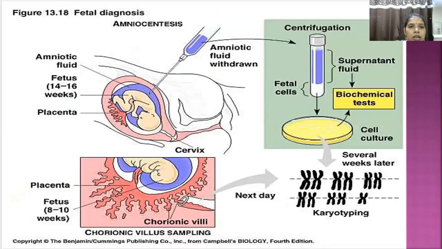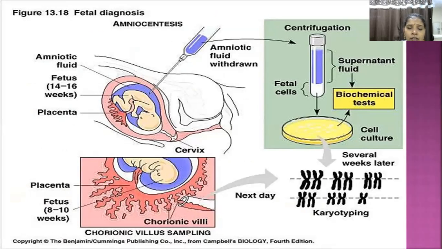This is the procedure of how we do amniocentesis. Amniocentesis is done at 14 to 16 weeks. The one below is chorionic villus sampling, which is done at 8 to 10 weeks. But the chorionic villus sampling procedure is a little bit lengthy and a little bit difficult compared to amniocentesis.